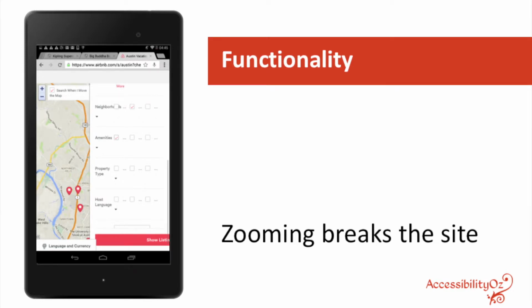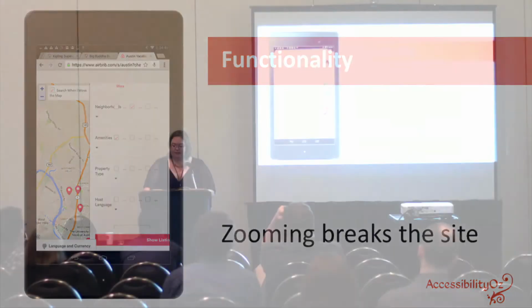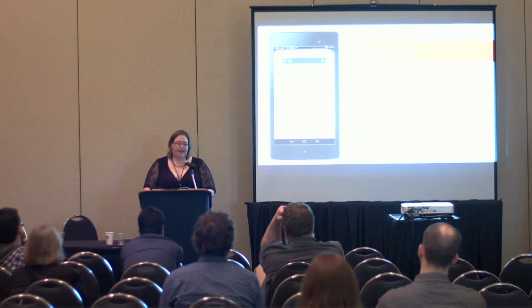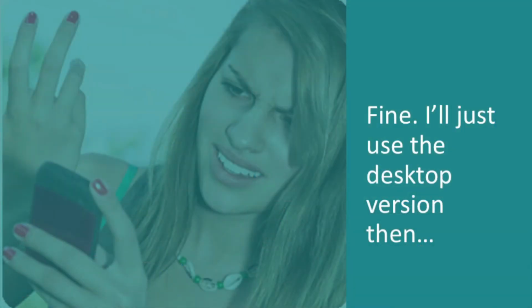This is Airbnb. If you're going to support pinch zoom, you need to test it so that there's no overlapping or underlapping. I mean, it gets quite ridiculous to the point where you can't see anything at all. Now, they do have the ability to jump to the desktop site, which is great, but when you do that, it loses all your content, which is incredibly annoying.